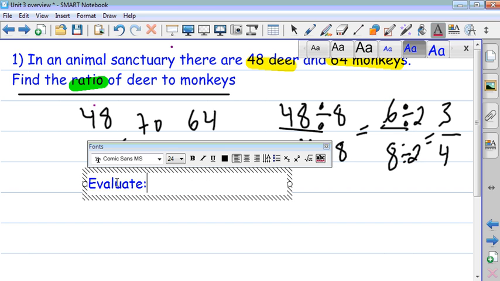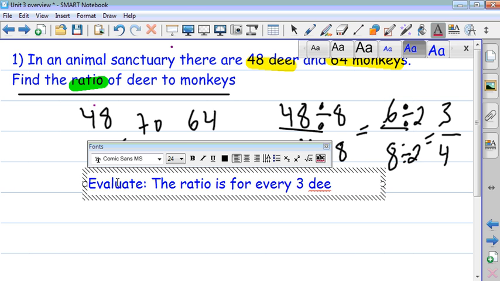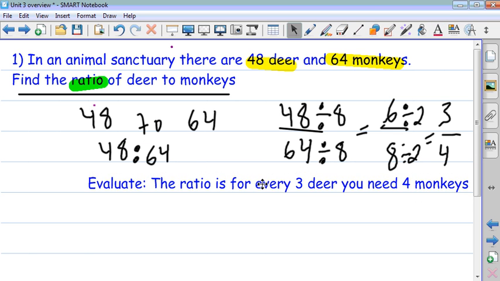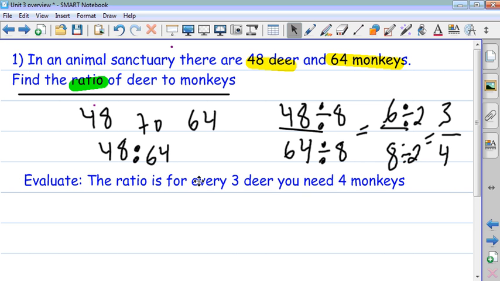And I'll write down the math. We have the ratio: for every 3 deer, you need 4 monkeys. Again, try to write this kind of small because there's not enough room. And because of this, now you know how much work we're going to do.